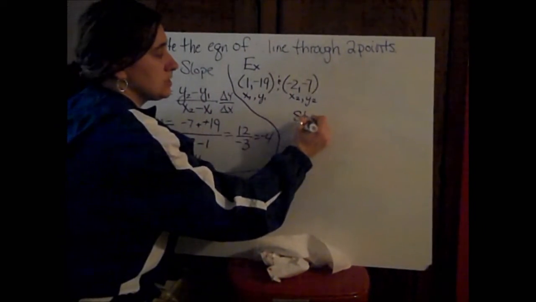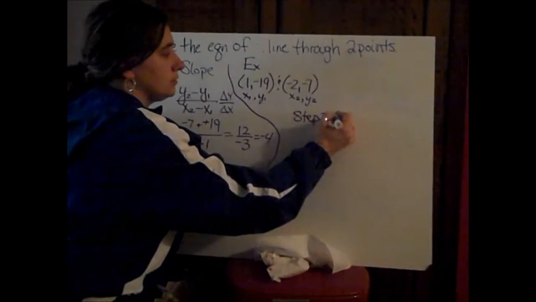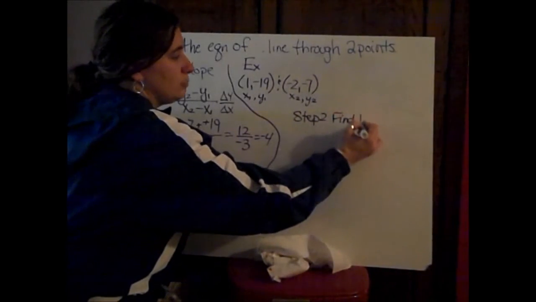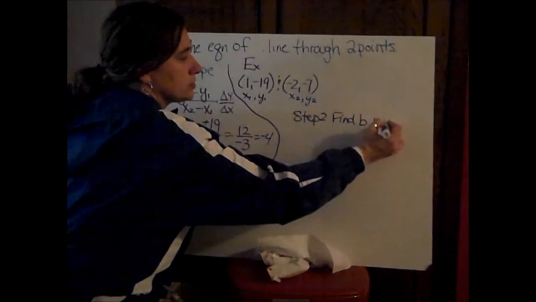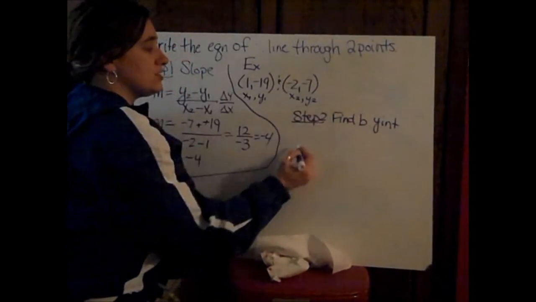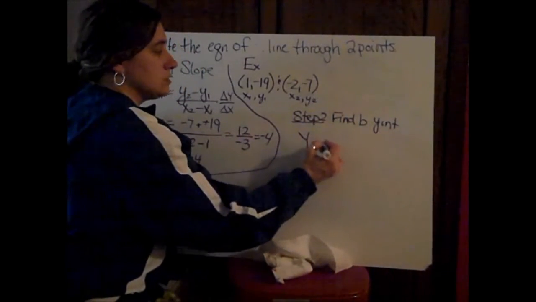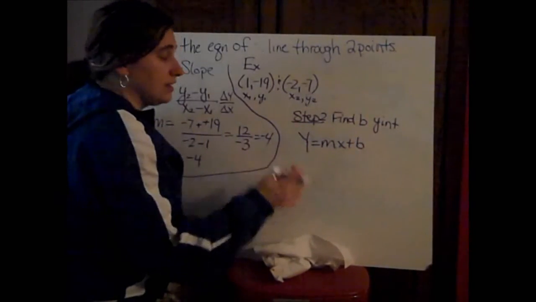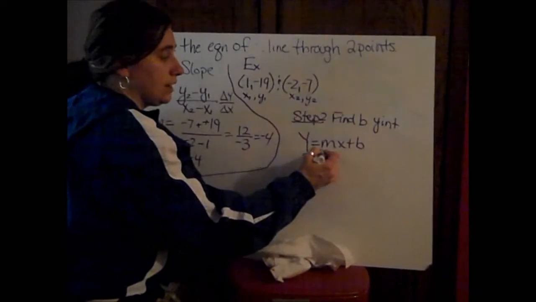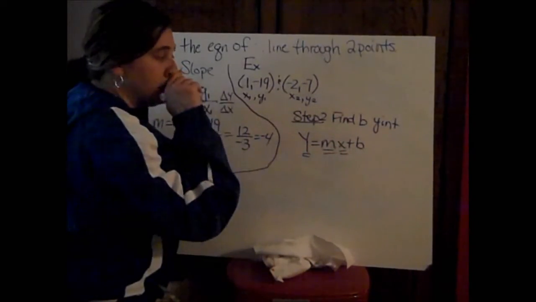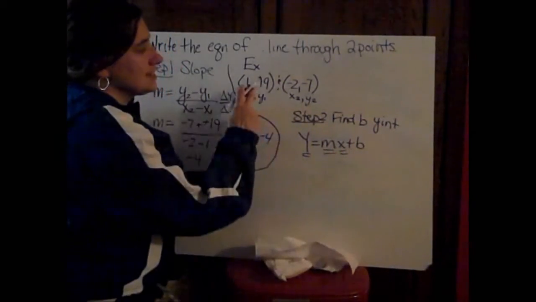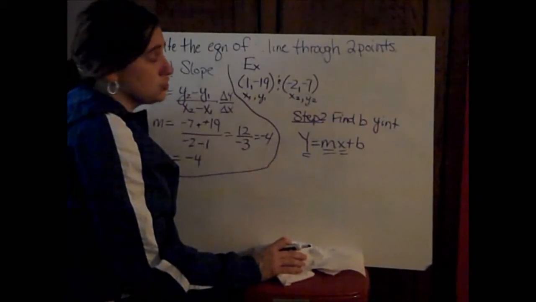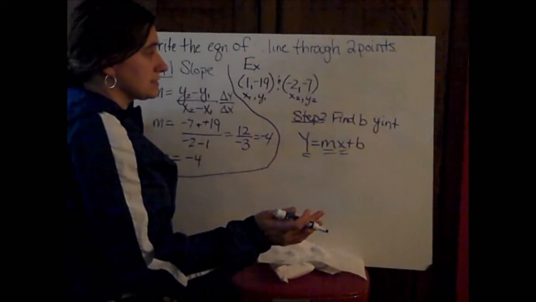So step 2, find b, which is our y-intercept. So we're going to start with that generic equation, y equals mx plus b, and then we're going to replace everything except for b. You're going to replace the y, the m, the x, and then you solve for the b. It doesn't matter which one of those that you choose, you're still going to get the same answer.